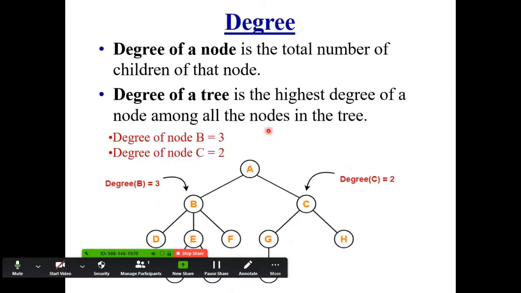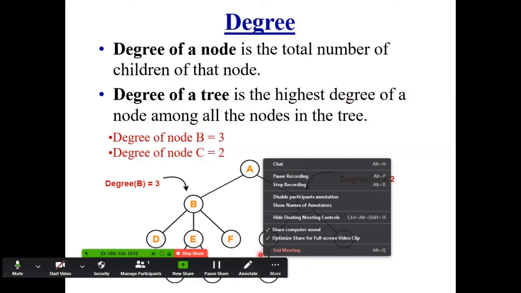Next, what is meant by degree? In this case, you have to discuss two terms. One is degree of a node, the other one is degree of a tree. What is degree of a node? The degree of a node is the total number of children of that particular node. How many children are there in that particular node? That is called the degree of a node. What is the degree of a tree? The highest degree of a node among all the nodes is called the degree of a tree.